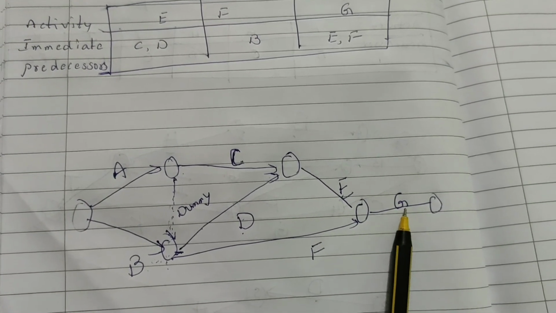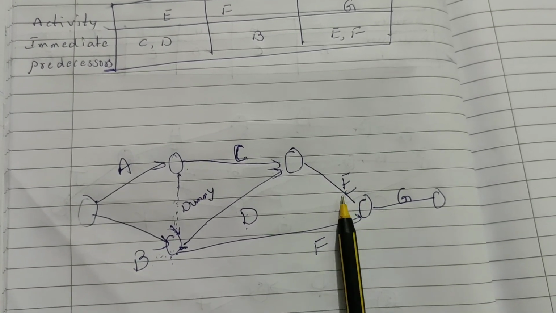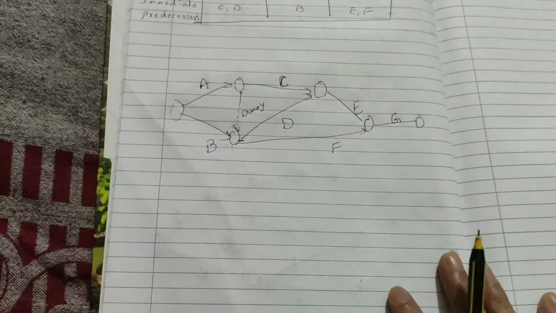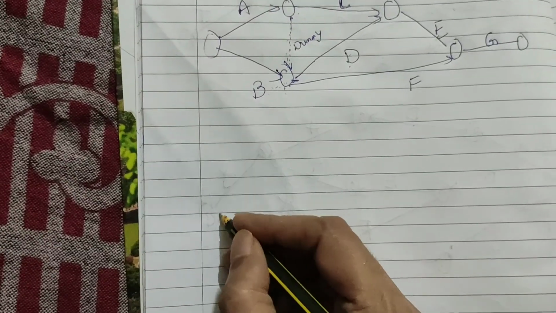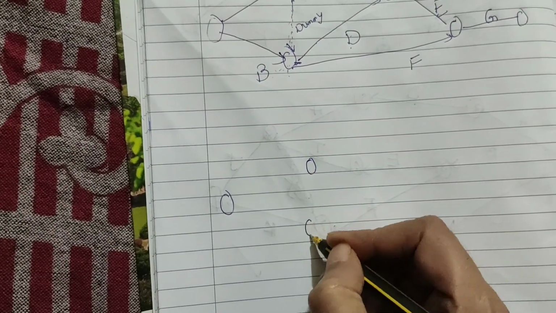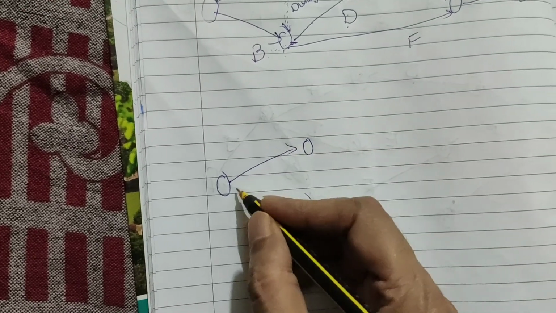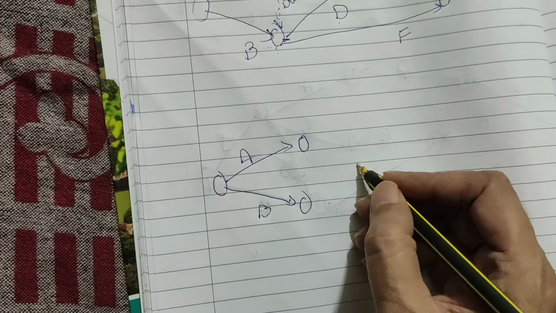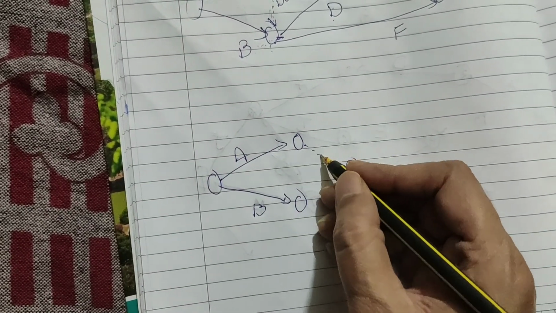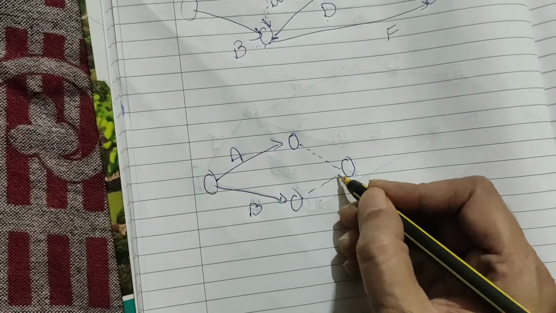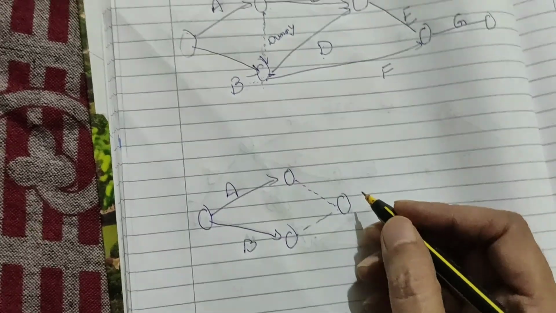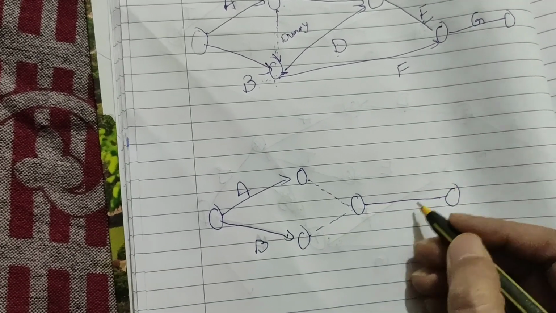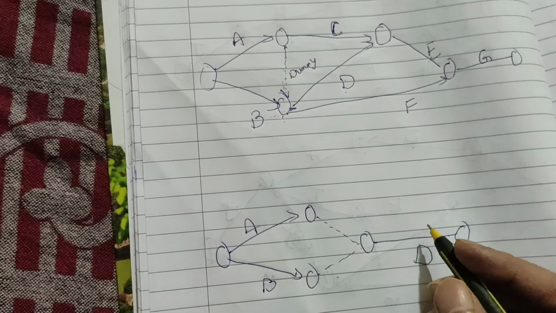Whenever I start activity G, I complete my activities E and F. Or otherwise, I will draw it like that. This is my activity A, and this is my activity B, because I will introduce one dummy like that. This is my dummy, and this is my dummy, because both A and B are less than D.